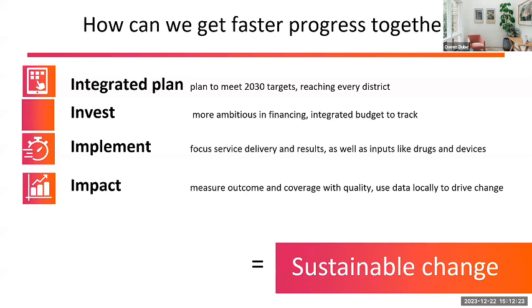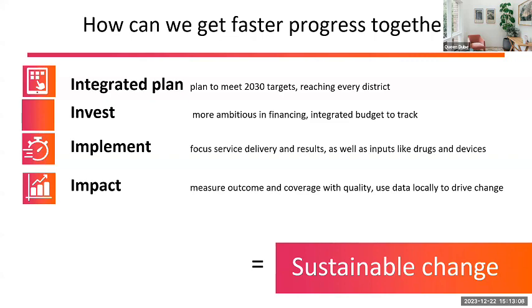How can we get faster progress together? People say failing to plan is planning to fail. So we need an integrated plan that is holistic, but really aimed at moving the small and sick newborn agenda. Nuhu will say moving the pediatric agenda as well. Have targets in mind. Where do you want to get to by 2030? Look at how you're going to invest. Where is the money coming from? And how do we track the budget?